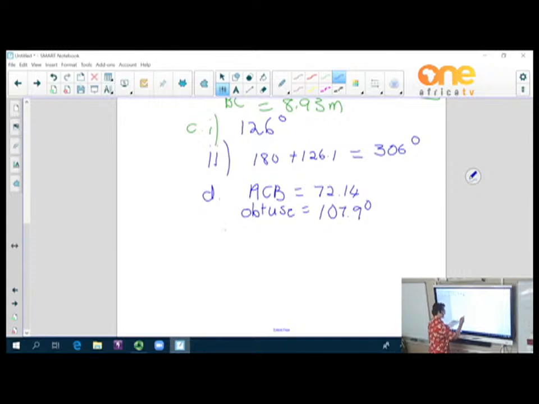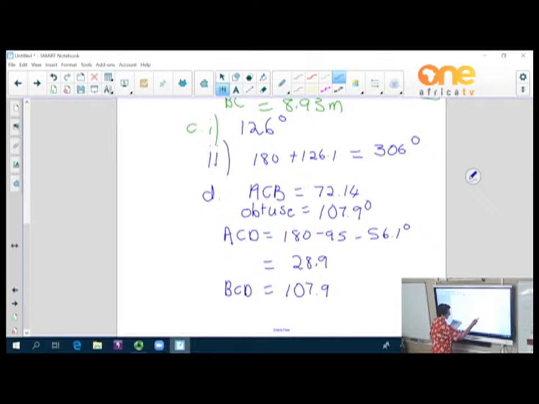And then ACD is then 180 minus 95 minus that 56.1 degrees. So that one is 28.9 degrees, ACD. And then we come to BCD. As you can see, it's quite a long one, and it's that 107.9 degrees, that obtuse angle there, plus this 28.9, and that is then 136.7 degrees.